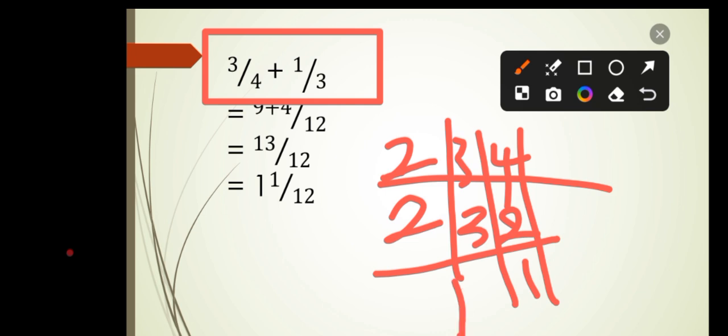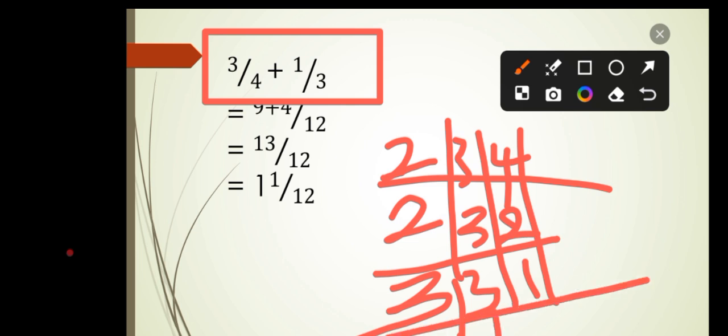2 cannot go into 3. If it goes into 3, it will be a remainder, so we don't need any remainder. We are not looking for a remainder. So we just bring down this 3. 3 into 3, 1. Just bring down this 1. So what is the LCM now? The LCM is 2 times 2 times 3. What do we have? We have 12. That's how we come about this 12.